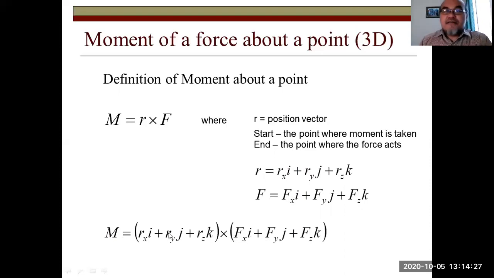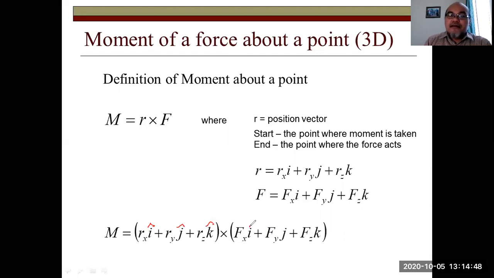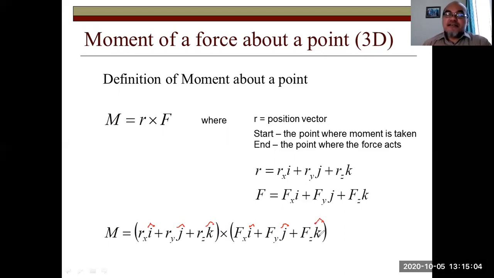So rxi plus ryj plus rzk, cross product with fxi plus fyj plus fzk. Please remember that if you write it down by hand, yes, you have to put also the cap notation here, okay, because it is a unit vector. So rx, ry, rz is a scalar indicating the magnitude of the component of that position vector in the x, y, and z axis respectively.